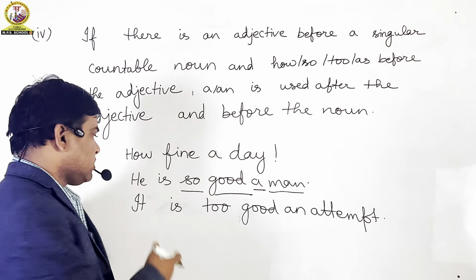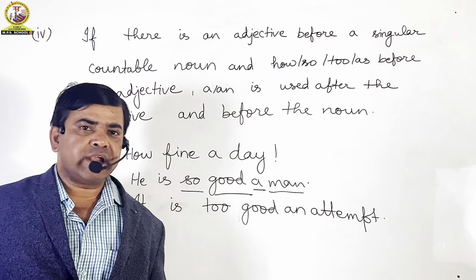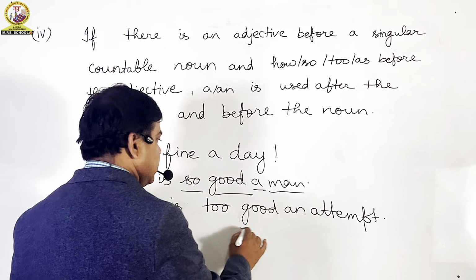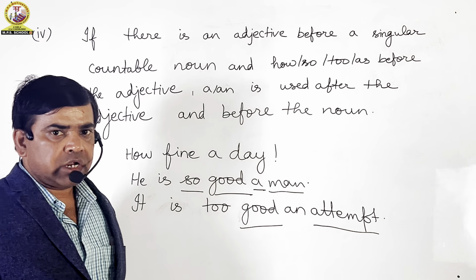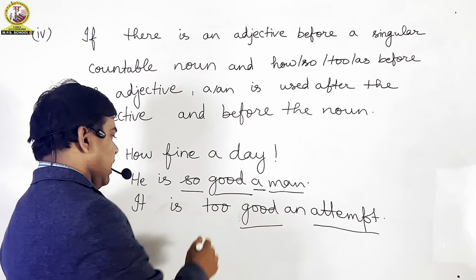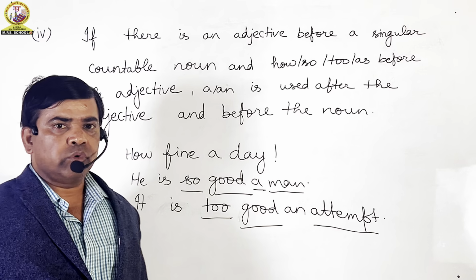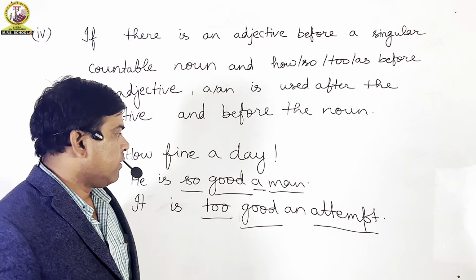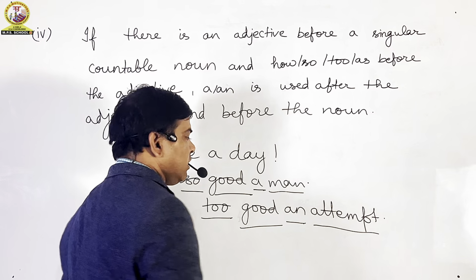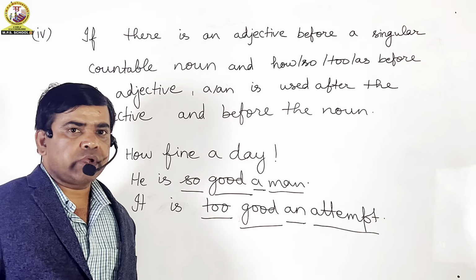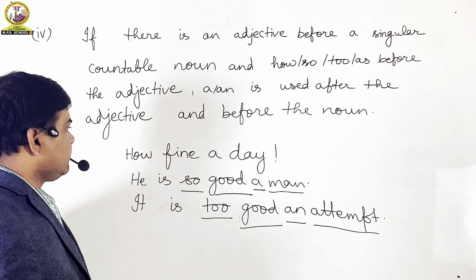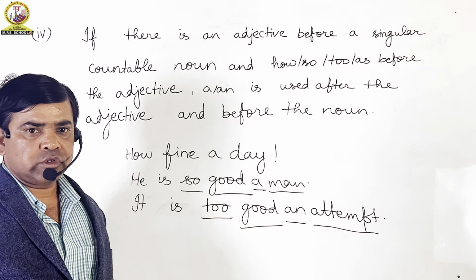And in the next example, it is too good an attempt. The word good is an adjective and the word attempt is a singular countable noun, and too is used before the adjective good. So an has been used after the adjective good and before the noun attempt. Friends, now you can take its screenshot or write down in your notebook.